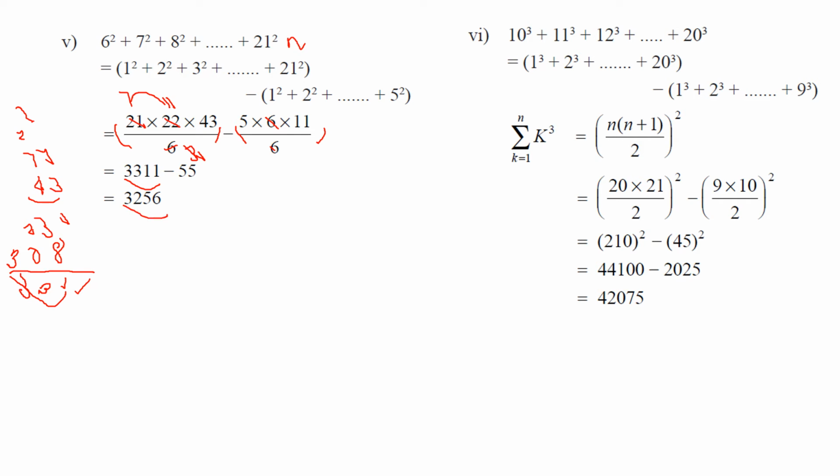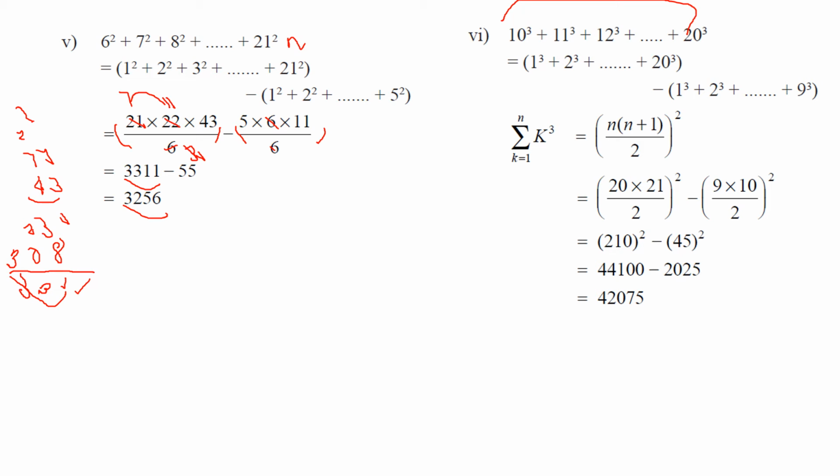answer. Next sum. Sixth sum. 10 cube plus 11 cube plus 12 cube etc. up to 20 cube. So here, start with the 10 means first you can write it 1 plus 2 plus up to that. So here cube means 1 cube plus 2 cube etc. up to 20 cube minus 1 cube plus 2 cube etc. up to 9 cube. So cube formula what?